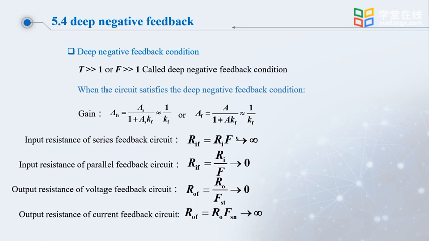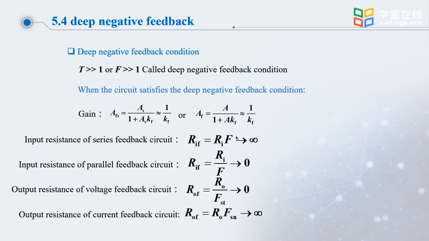Let's look at amplifier circuits that meet the deep feedback criteria and their resistance changes. It's actually consistent with how we use negative feedback circuits. For example, when series feedback is used on the input side, the extracted signal is a voltage signal. We want the input resistance to be as large as possible. In a deep negative feedback amplifier circuit with series feedback, the input resistance approaching infinity becomes more ideal.